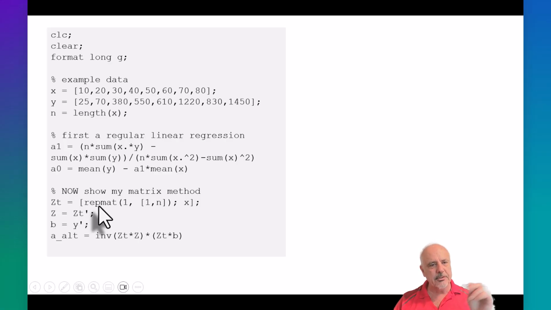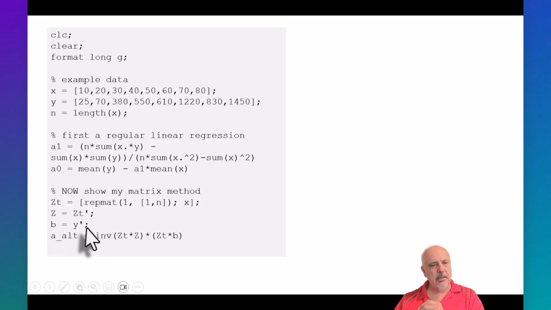So I do this replicate matrix, repmat in MATLAB. I just replicate a 1, and I make it into a 1 by n row vector, and then I do a semicolon, which means start the next row, and concatenate that x, which is coming in as a row. So I've got my Z transpose, and then I just do a tick on it to give myself the Z. The y coming in was a row, so I'm going to take the transpose. The tick is the transpose operator.